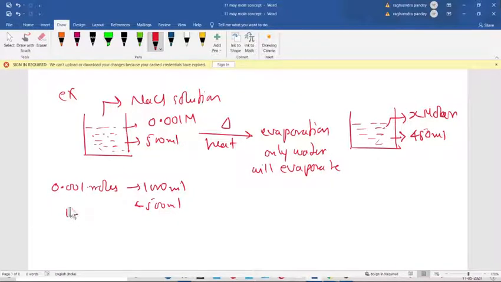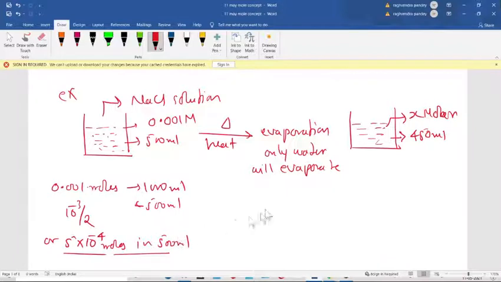So we can take 10 to the power minus 3 by 2. 0.001 I can write as 10 to the power minus 3 by 2, or you can write 5 into 10 to the power minus 4 moles in 500 ml. This is the first situation. Now when evaporation takes place, only water will evaporate. The moles of NaCl will not evaporate, so the moles will remain the same, 5 into 10 to the power minus 4 moles. They will not change.